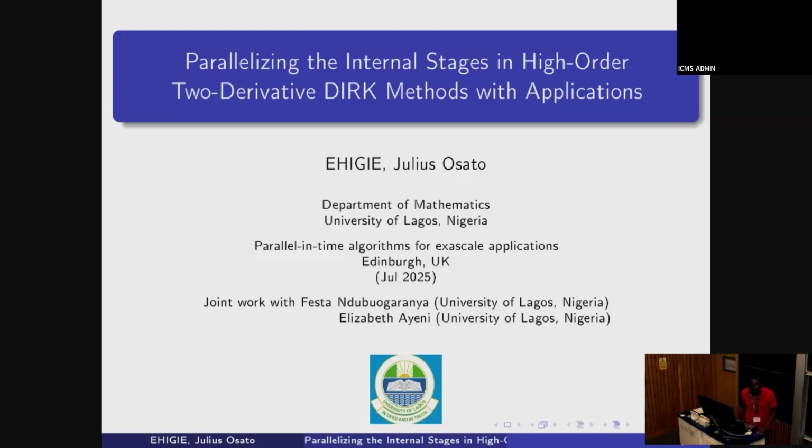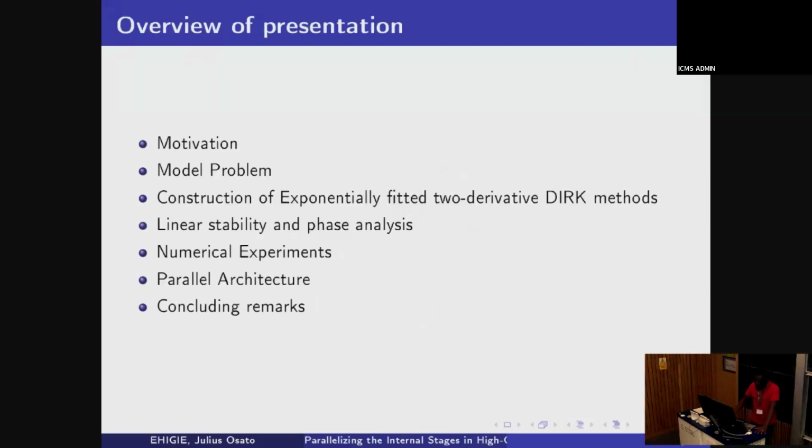I try to just give some methods that I've been working on. Also, because of this meeting, I try to see how I can put some kind of parallelism into what I do, which I don't really do normally, but just because of this meeting, I try to do something. Okay, so my overview of my presentation would be as listed. I'll be talking about some motivation, the model problem, construction, the linear stability analysis. I'll give some numerical experiments, and also introduce the parallel architecture that I framed into this topic.